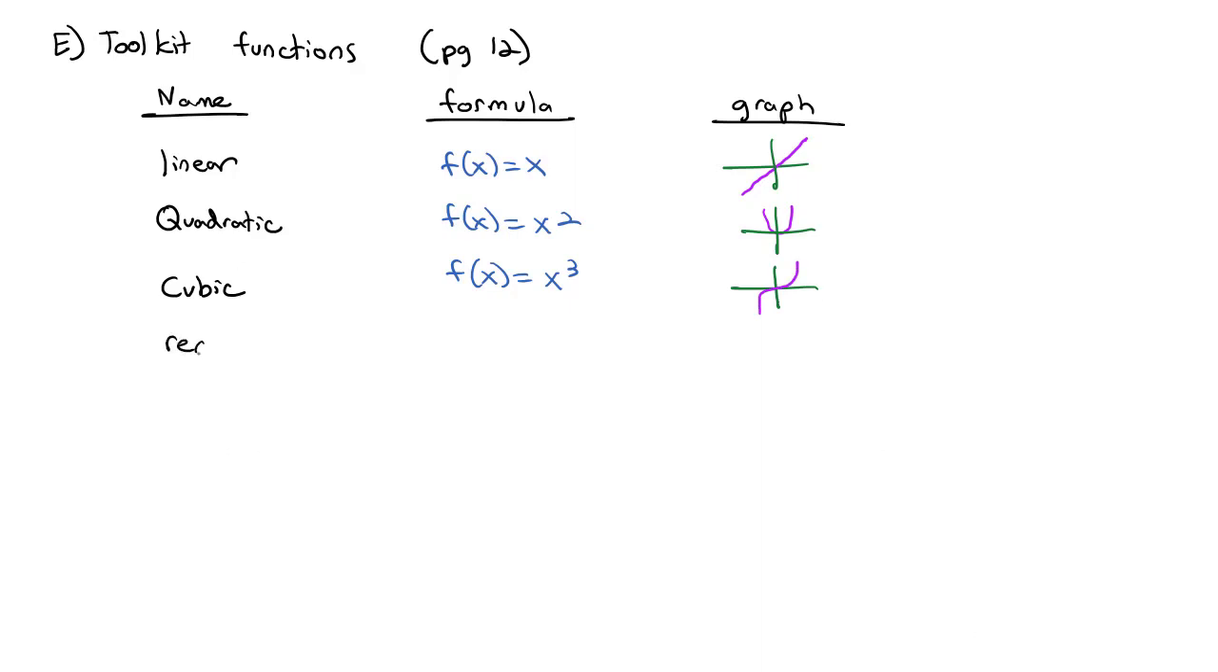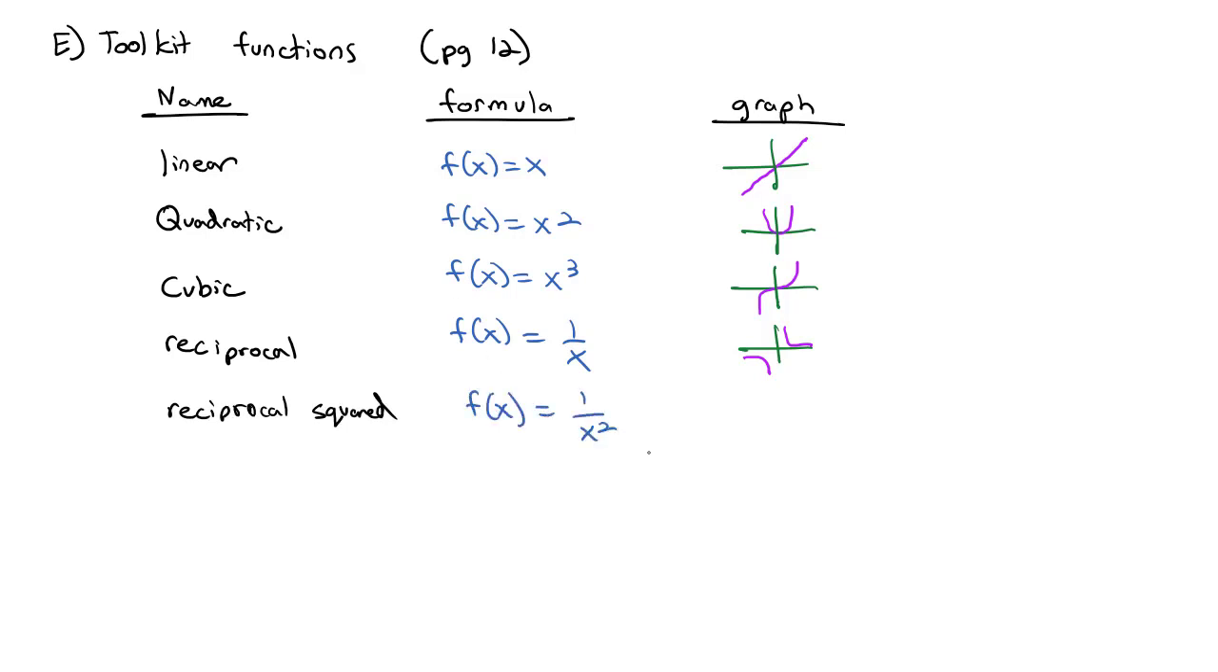There are reciprocal functions, which is f of x equals 1 over x. And the graph of this actually looks like a curve in both the first and third quadrants. There are reciprocal squared functions, and that's where the 1 over x is squared. If we do that, the graph moves into the first and second quadrants.